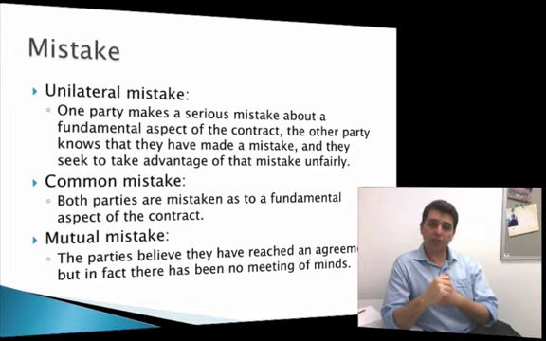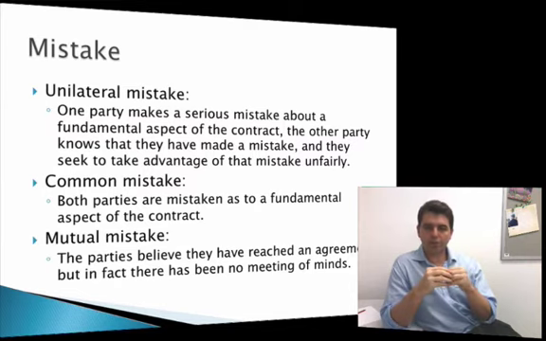The first is a unilateral mistake. Now that occurs where only one party makes the mistake, but there's a second condition that needs to be satisfied, and that is that the other party must have known or suspected it and taken advantage of it. So it really has that air of one of the parties not doing the right thing for a unilateral mistake to lead to a contract that's void.